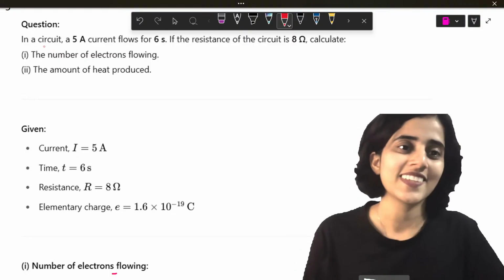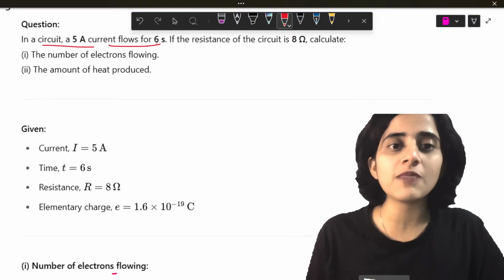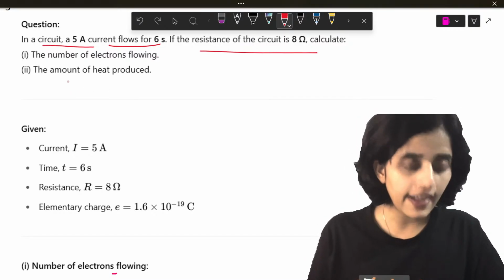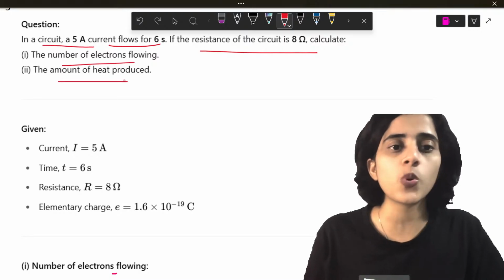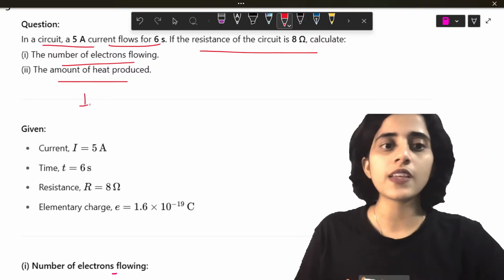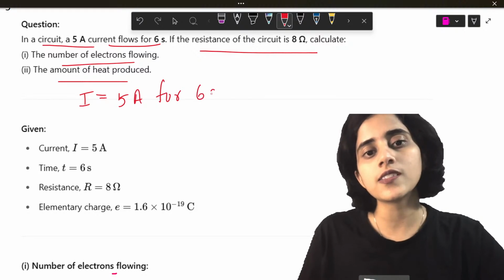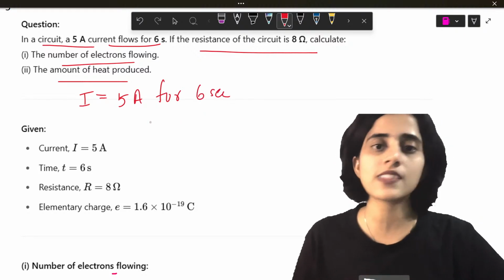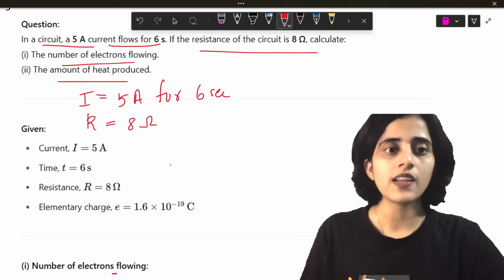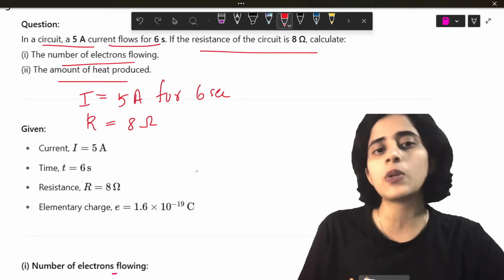Next question. In a circuit, a 5 amp current flows for 6 seconds. If the resistance of the circuit is 8 ohm, calculate the number of electrons flowing and the amount of heat produced. So there is a circuit and the current flowing through it is 5 amp for 6 seconds. So time is 6 seconds. Resistance is 8 ohms. Calculate the number of electrons flowing. Number of electrons flowing, how will you get it?